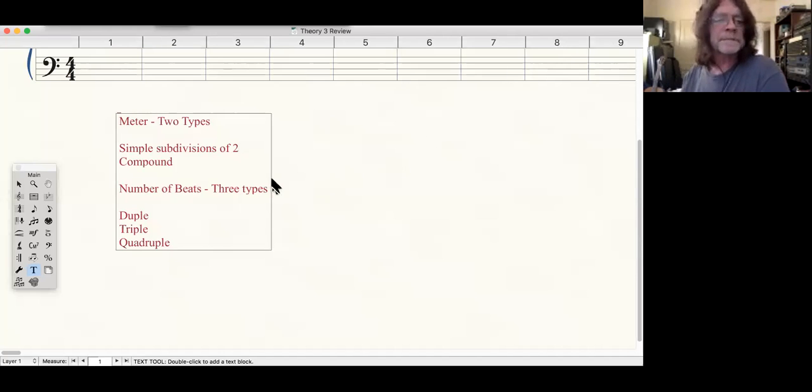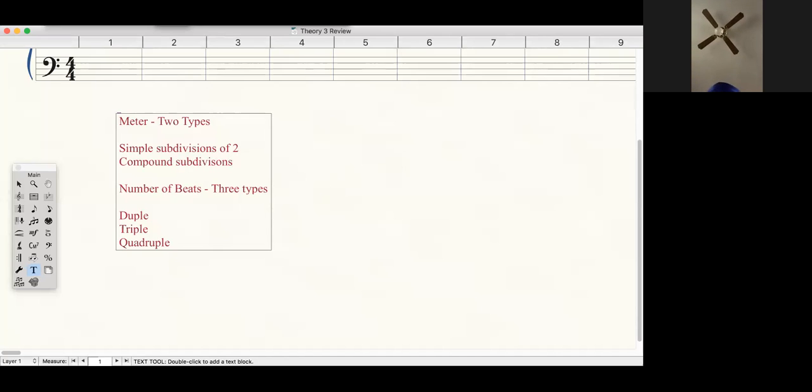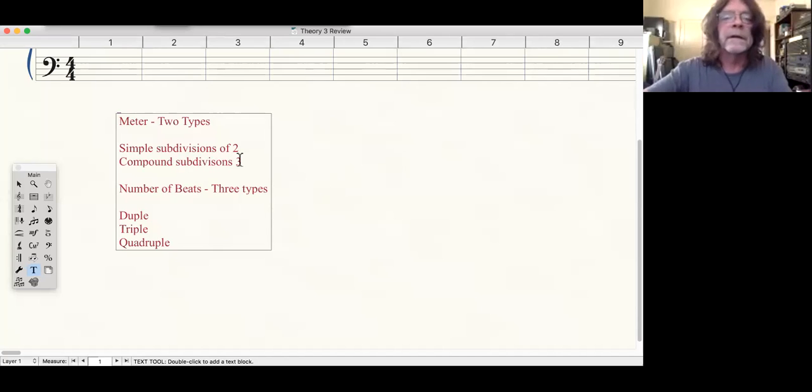All right. So simple meter is subdivisions of 2. Compound meter is subdivisions of 3. All right. 1 and 2 and 1 and 2 and, or 1 and 2 and 3 and 4 and, and so on and so forth. So compound meter could be 1 and 2 and 3 and 4 and also. So we have 3 types of beats.